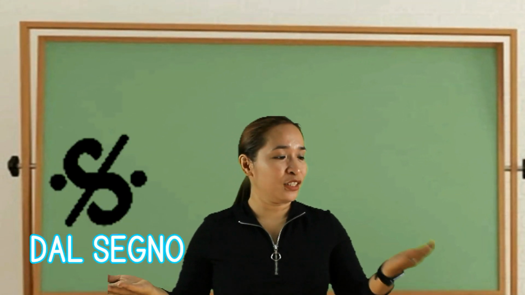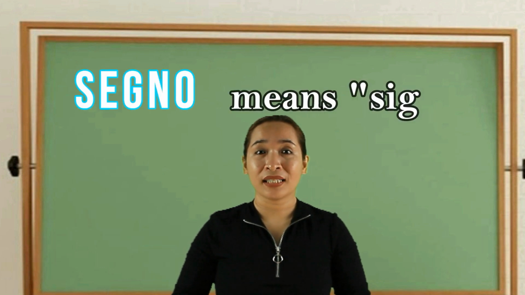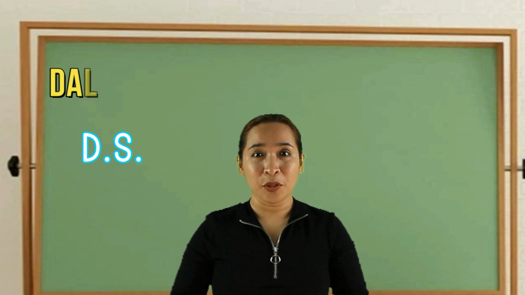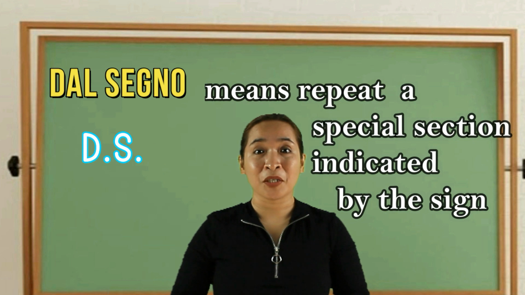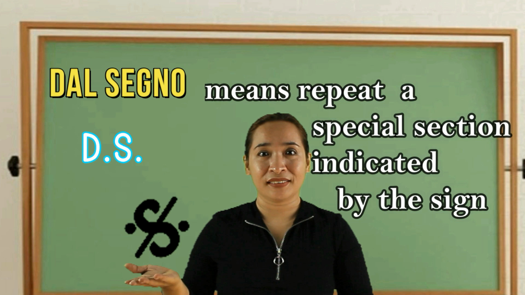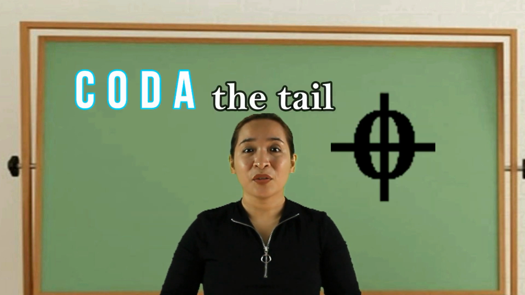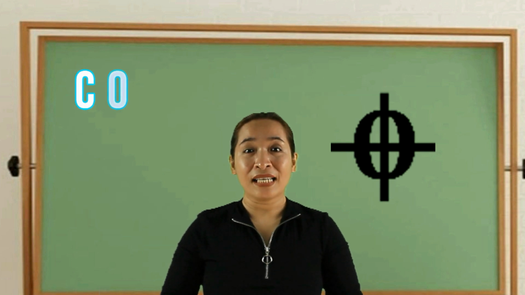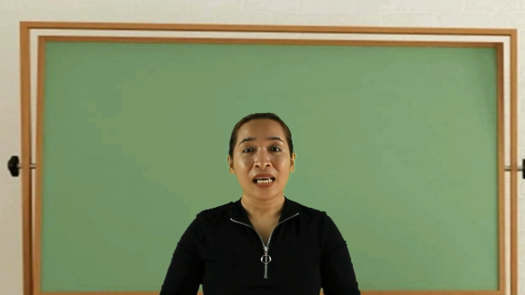Dal segno and coda. Segno is an Italian word that means sign. Dal segno means you are going to repeat from a special section of the musical piece indicated by this sign. And when you see this symbol, this is coda, meaning the tail. Coda is an added ending found at the end of the musical piece. And actually, it is separated from the main musical piece.